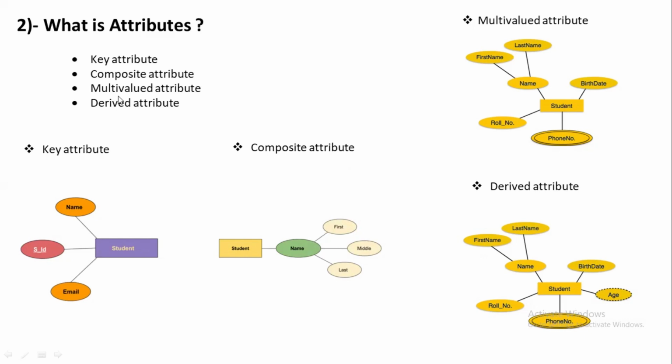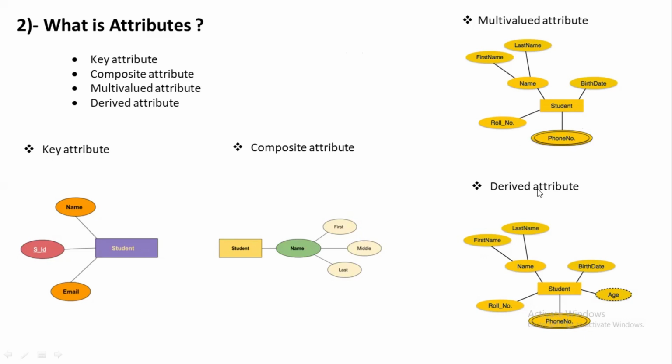And another is the multi-value attribute. A multi-value attribute means the attribute has more than one value. It is represented by a double oval shape when we draw the ER diagram. For example, a student can have more than one phone number. So the phone number attribute is multi-value. Since some students can have more than one phone number, it is a multi-value attribute.